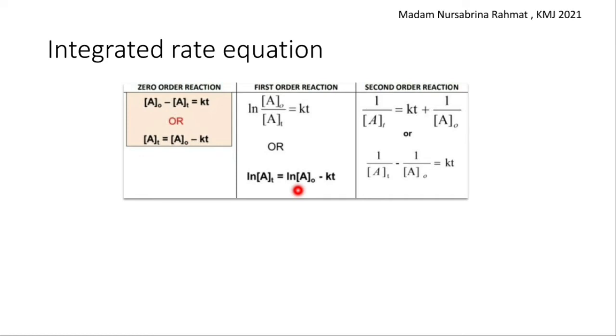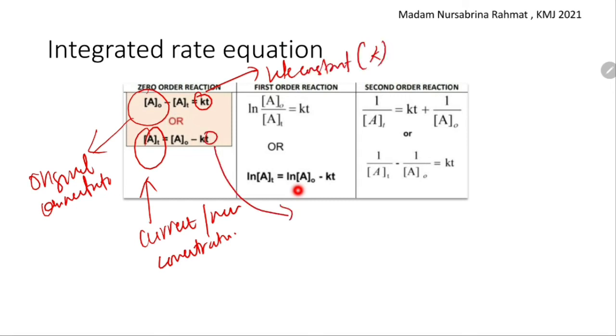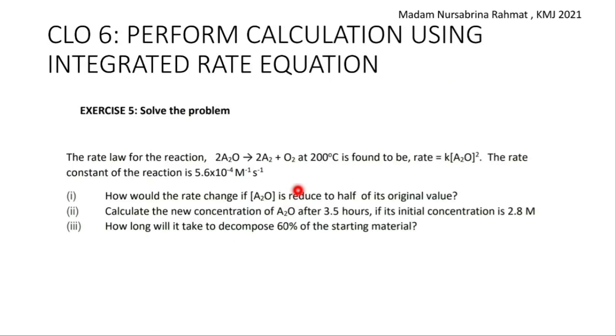Since each order of reaction gives you two different formulas, which are actually related to each other, you just need to memorize the one which is easier for you. A naught here is referring to the original concentration. At here is referring to the current or new concentration at that time. K here is your rate constant, and t here is the time taken. So that's three different integrated rate equations for three different orders of reaction, and you need to memorize them.